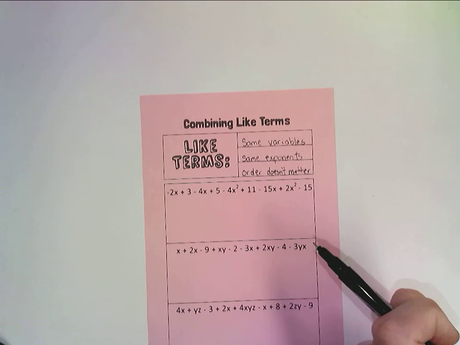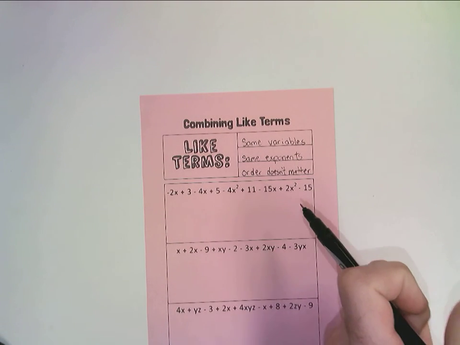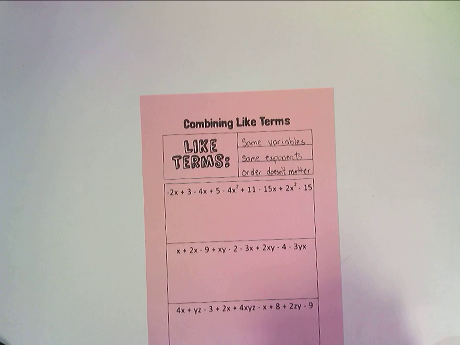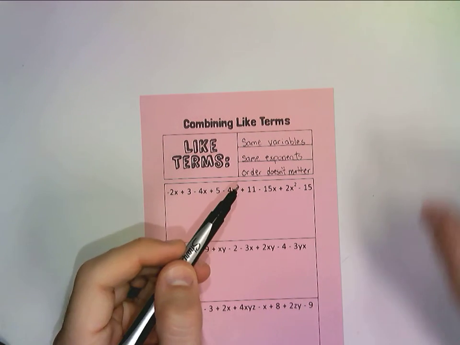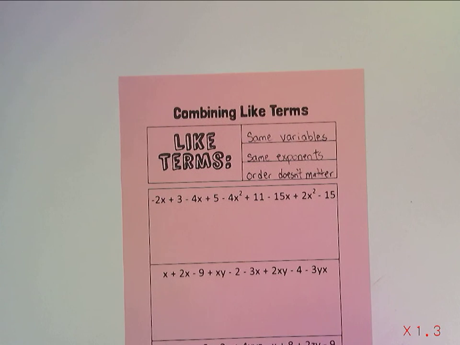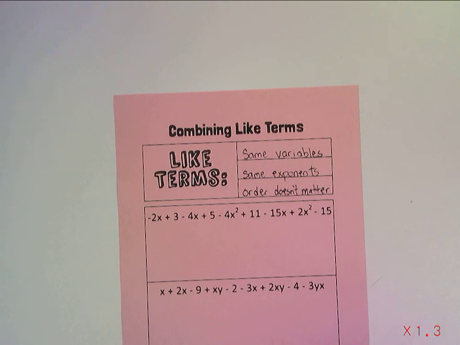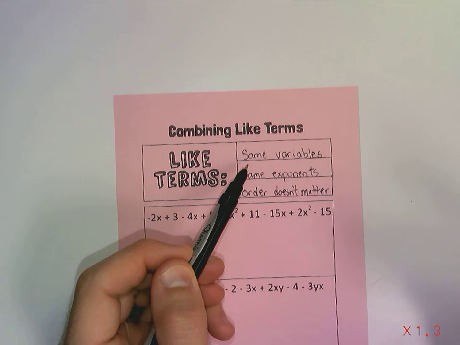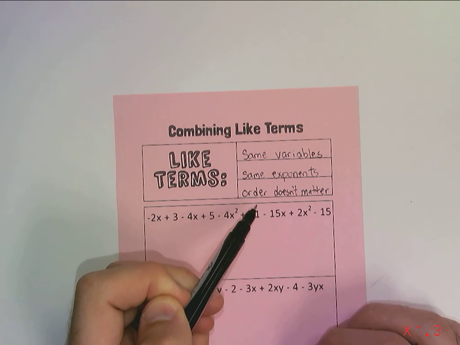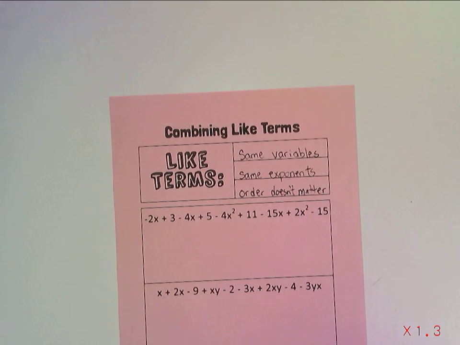And I'll get into that a little bit later, but what I mean by order doesn't matter is, within a specific term, when you're deciding whether or not they can be put together, the order in which the variables are in doesn't matter. As long as they have the same variables and the same exponents, they can be combined together. So make sure you do write these down here, and I'll zoom in a little bit for you. So in order to be a like term, they must have same variables, same exponents, and the order doesn't matter.